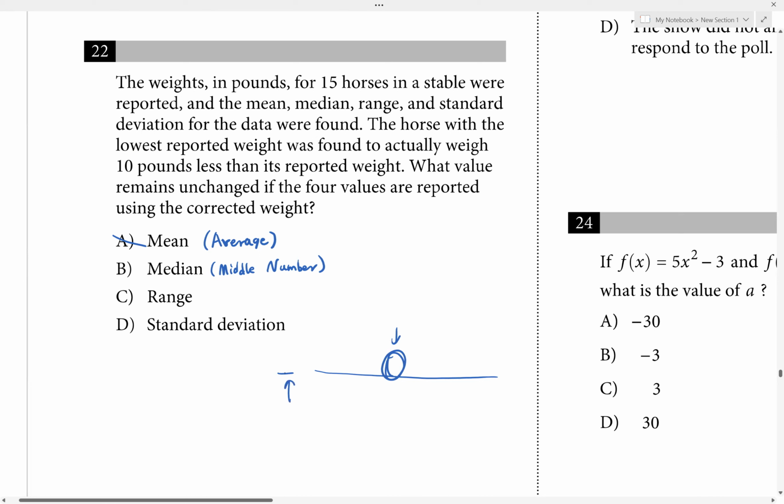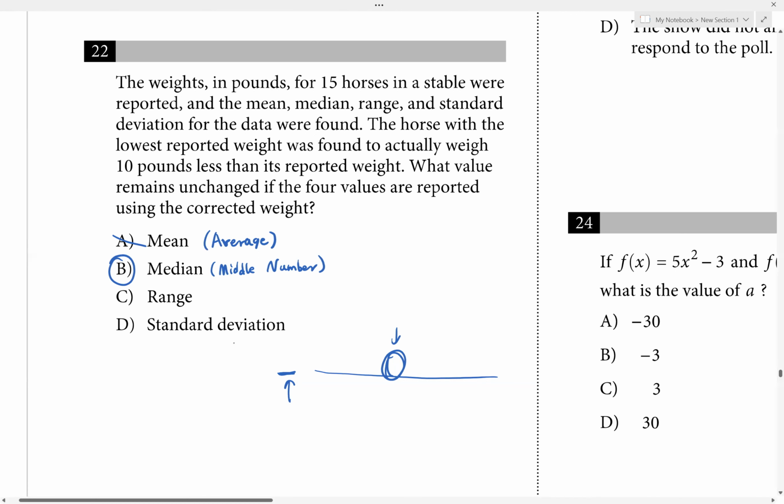Okay, so the lowest number is still going to be the lowest because we're decreasing it by 10. If we were increasing this lowest number, then we wouldn't know for sure, because it could get over the median, so that might change things. But since we're decreasing it, we know for sure the lowest number will still stay on the left, being the lowest number. Okay, so our median should not be affected. So this will remain unchanged, which means that should be our answer.